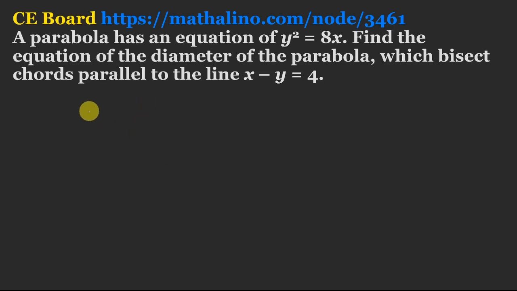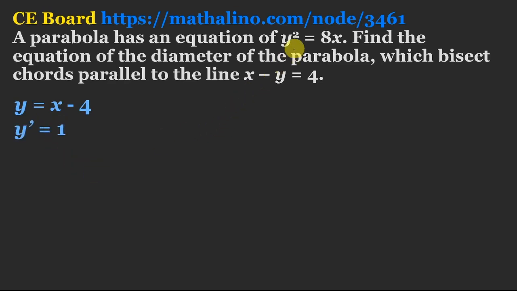Okay? These parallel chords are also parallel to this given line. Therefore, whatever is the slope of this given line, that will be the slope of these parallel chords. Alright? So the equation of this line, if we are going to rearrange that, is y is equal to x minus 4. This is in the form y is equal to mx plus b. Therefore, the slope is equal to 1.